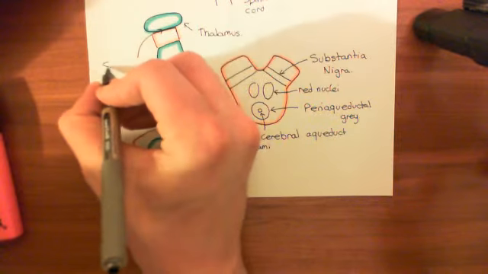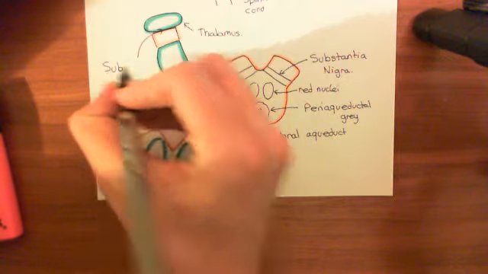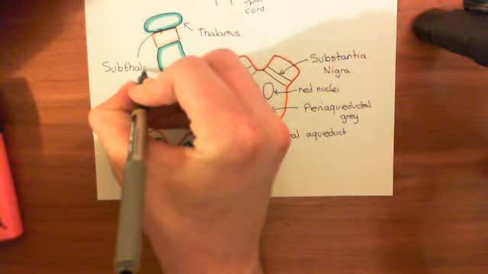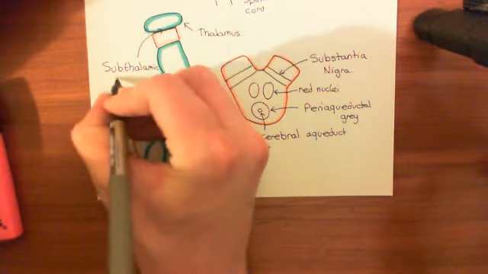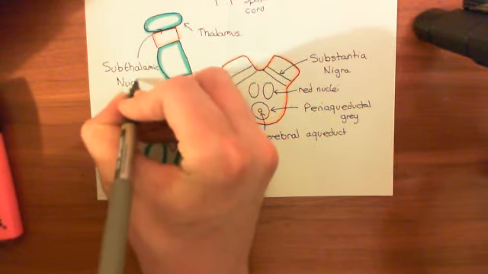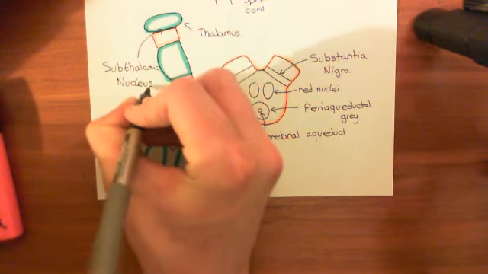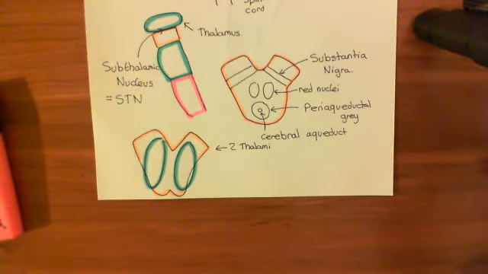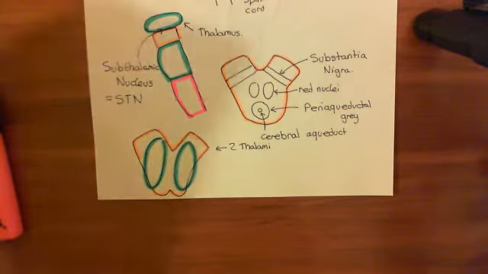So in between the thalamus and the midbrain down there is the subthalamic nucleus, which is often just abbreviated to STN. So STN for subthalamic nucleus. So this is the subthalamic nucleus. Okay, right. So, now what do we want to do? Oh, we want to discuss actually what the basal ganglia are doing.